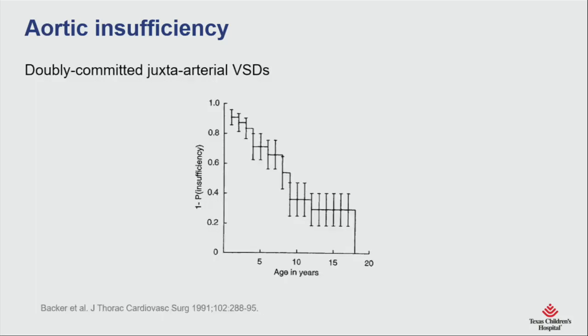Now, this is an older study of the natural history of doubly committed juxtaarterial VSDs, and this is the incidence of developing moderate to severe AI. As you can see, almost universally, every patient with a doubly committed VSD will develop moderate to severe AI by their teenage years. So this is also the rationale for recommending intervention early in life for these defects.